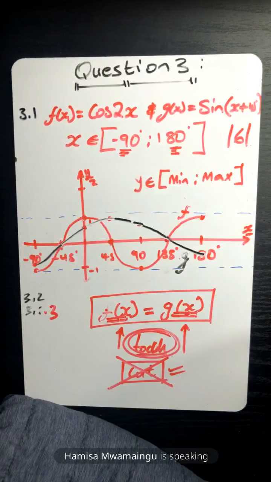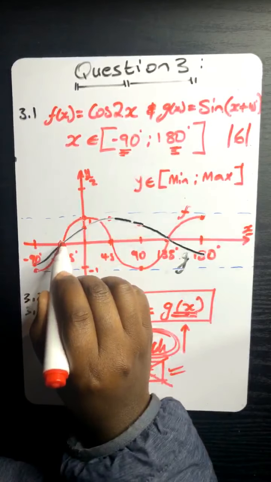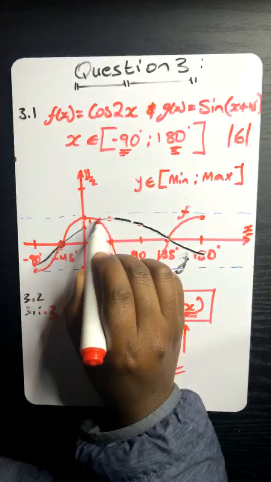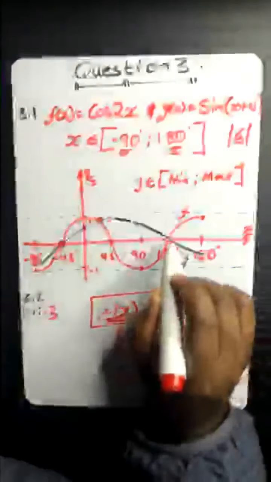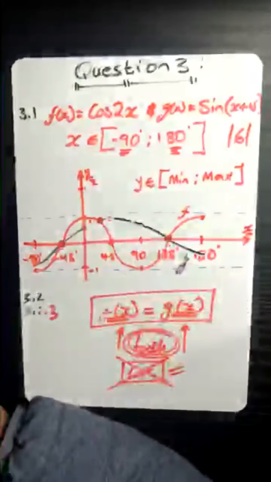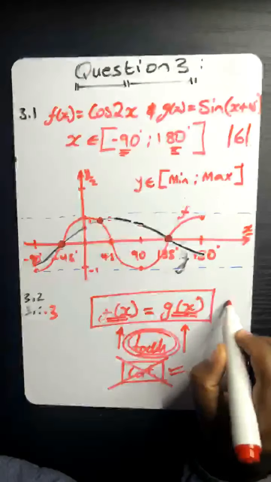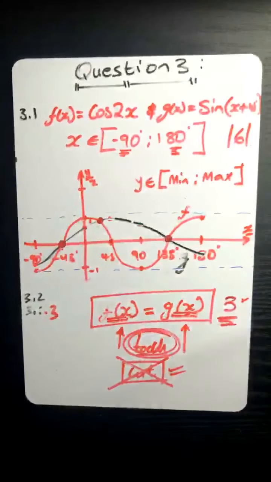Okay, so this is the first point at which the two functions touch each other. This is the second point at which the two functions touch each other. This is number 3, the third point at which both of these graphs touch each other. So the number is 3. Then that's how you score yourself 1 mark.